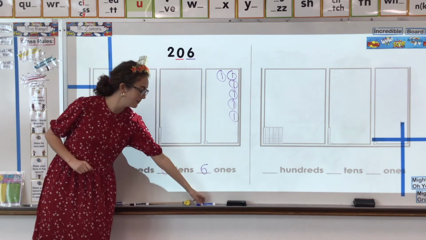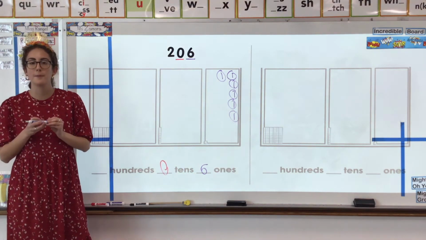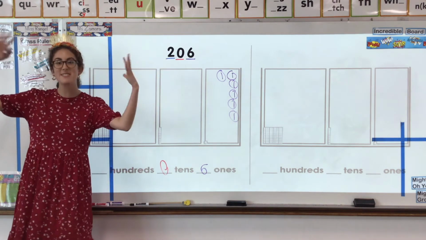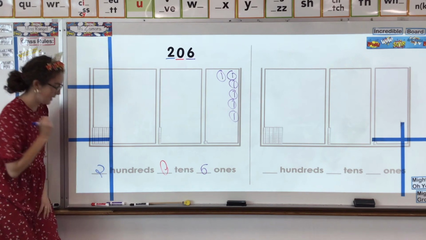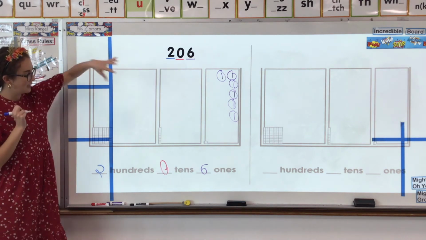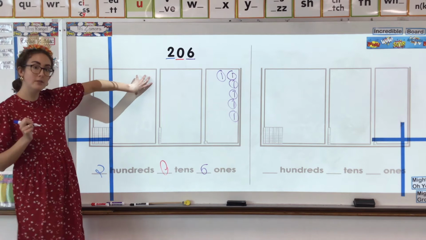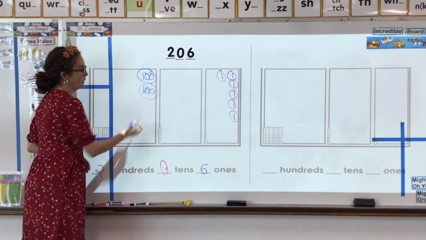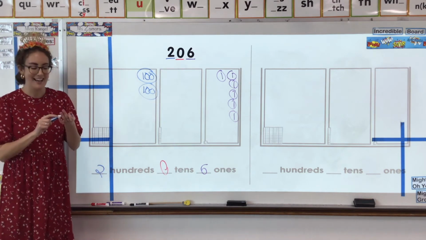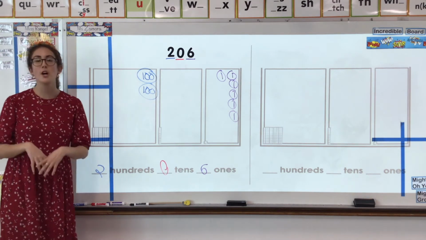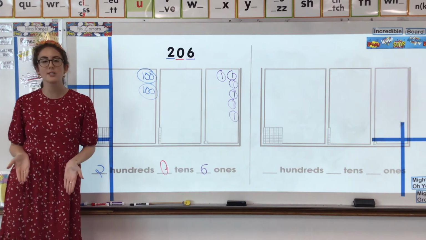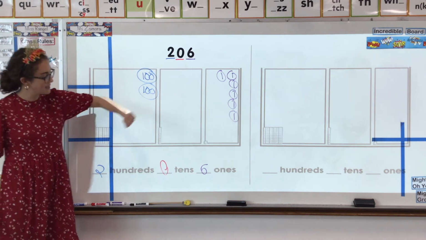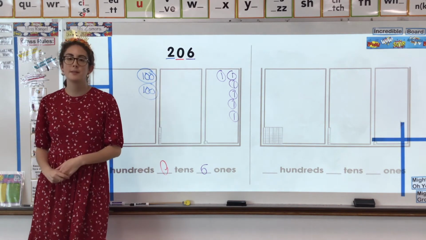What about hundreds? How many hundreds are there? All the way to the left, the biggest value, there are 2 hundreds. Can we go ahead and draw 2 hundreds? 1, 2, exactly. Good job. So if I were to give you $206, one way I could do that is by giving you 2 hundreds and 6 ones.